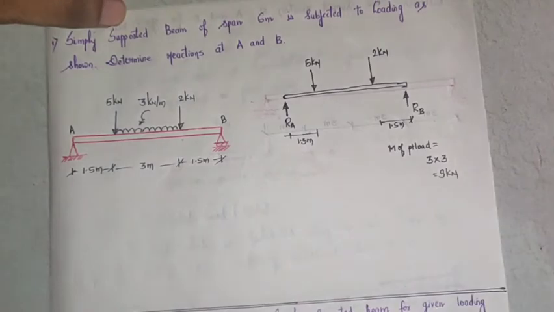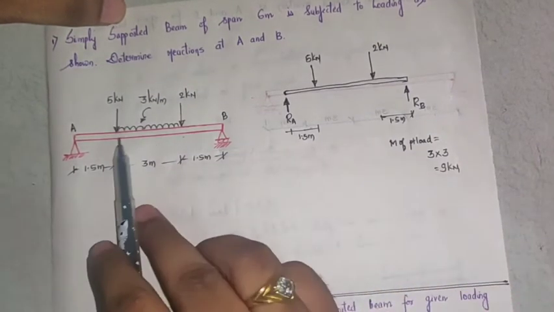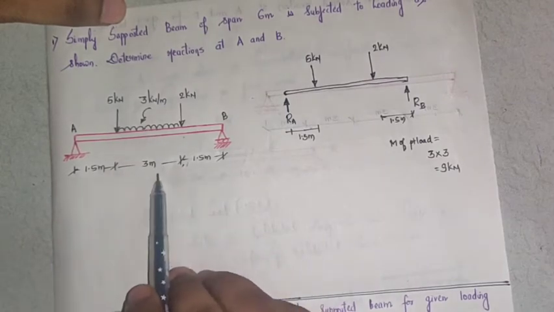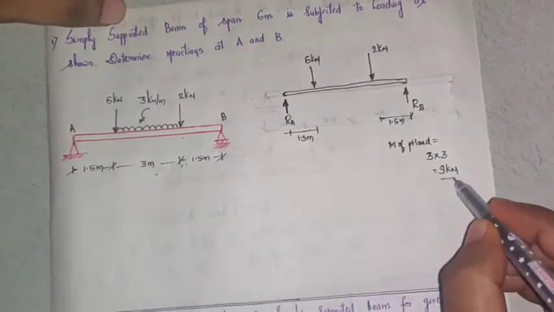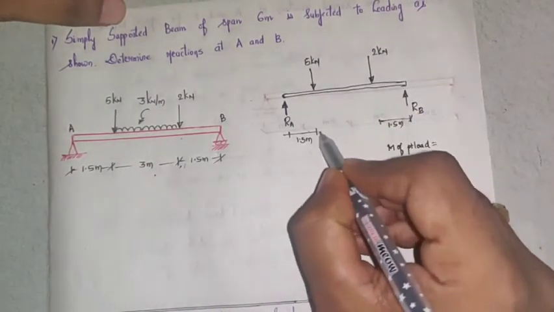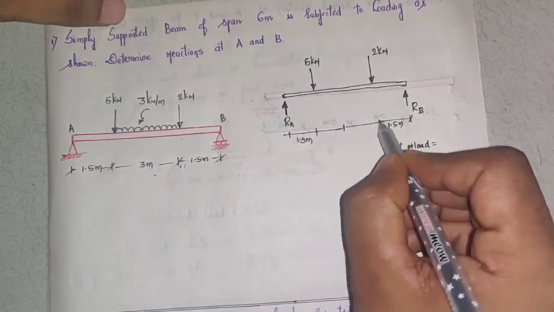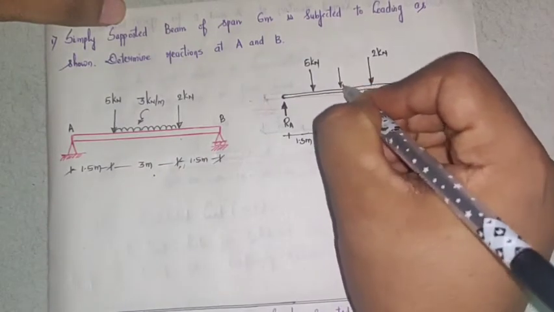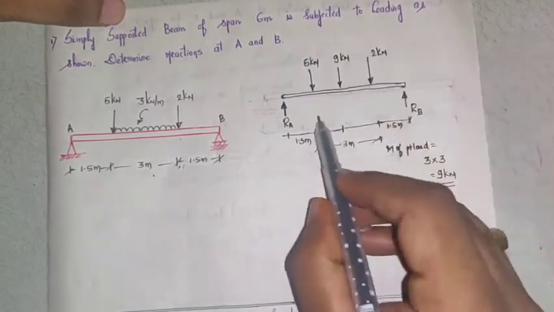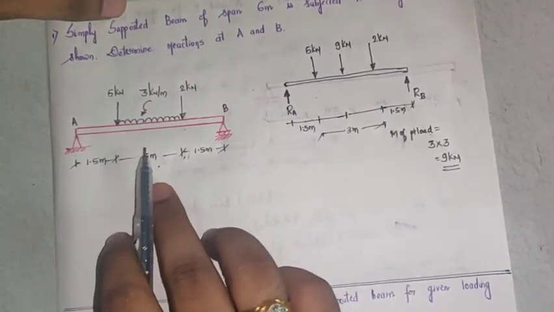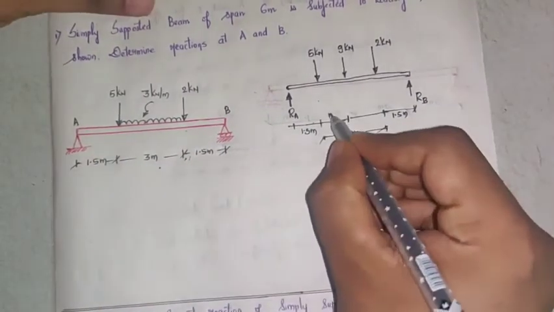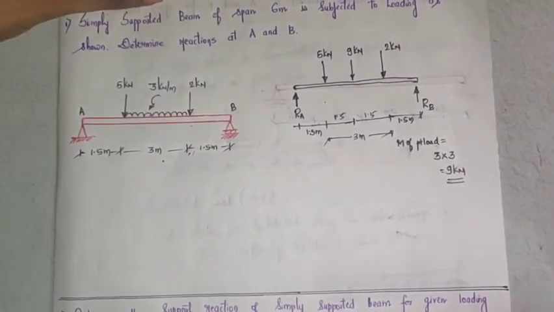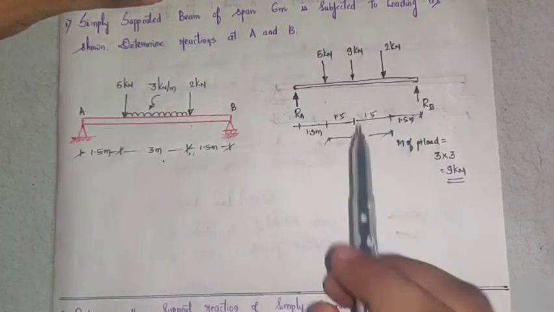Now where is this 9 kilonewton acting? It acts at half the distance over which the uniformly distributed load is acting. The total length over which the UDL is acting is 3 meters. So when you convert that UDL to a point load of 9 kilonewton, you place it at the center of this 3 meters. The center of 3 meters is 1.5. So this is 1.5, and this is 1.5. Now that we have simplified the load, let's find the reaction at A and the reaction at B.